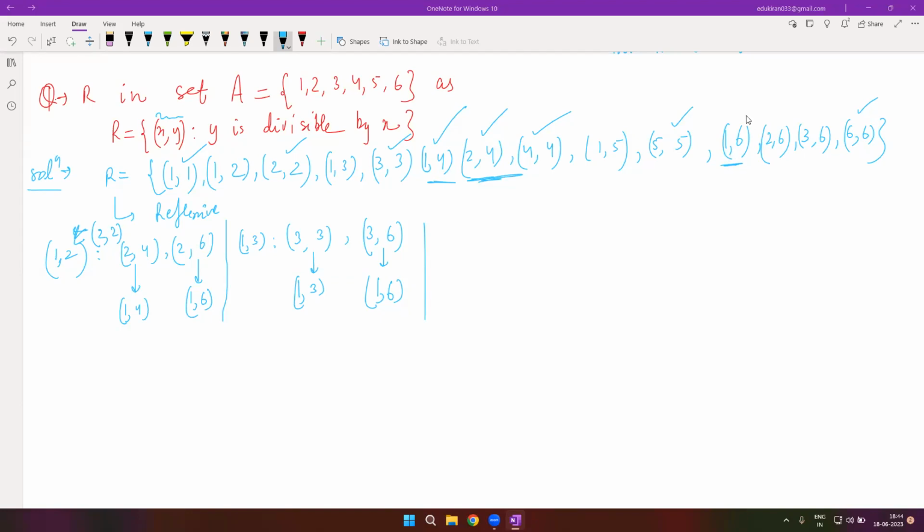Then if we take 1, 6, we only have 6, 6. 2, 6 also 6, 6. 3, 6 also 6, 6. So all 3 pairs will be transitive. Hence, we can say that the given relation is reflexive and transitive, but not symmetric.